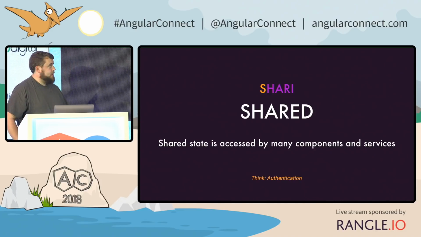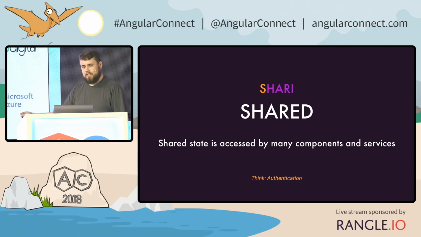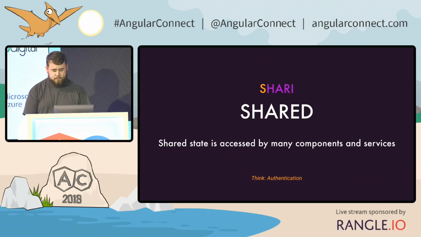First is shared state. Shared state is accessed by many components and services in your application. My favorite example of shared state is authentication state. Many components or services may want to know if you have a user authenticated successfully with your application or if they have not logged in yet.